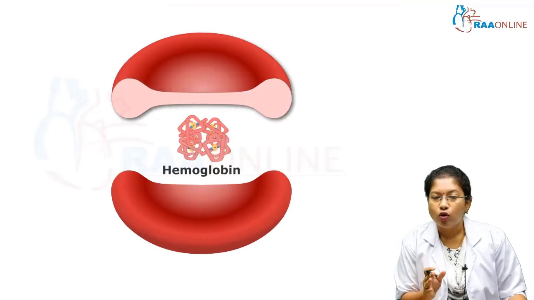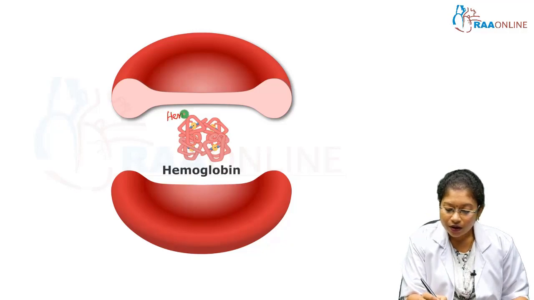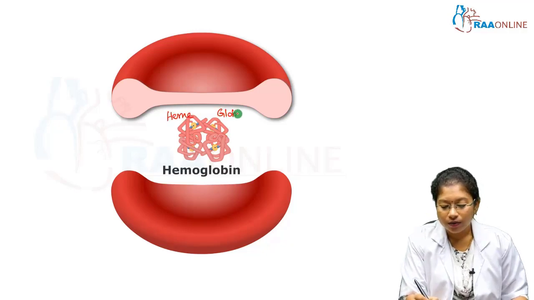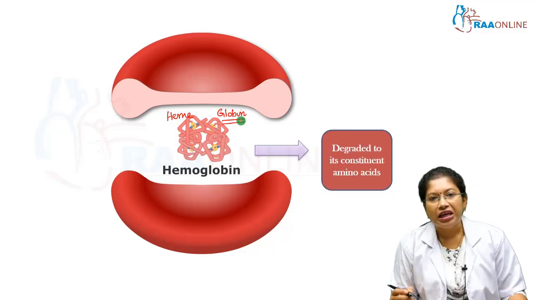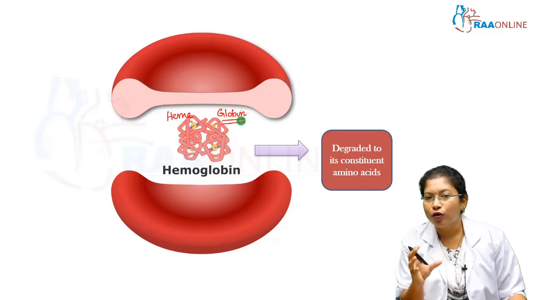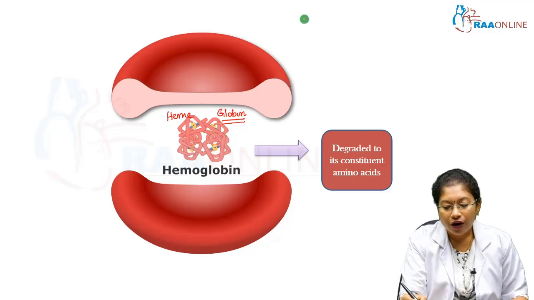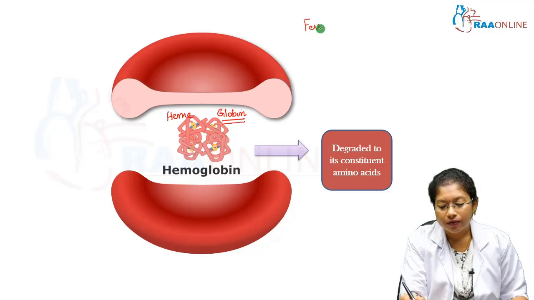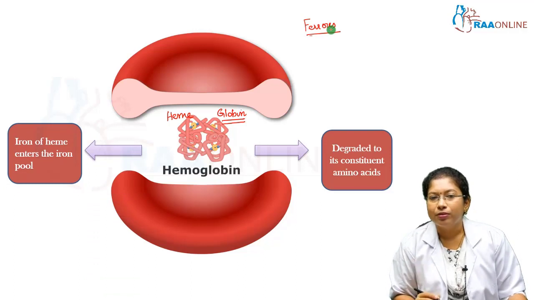This is your hemoglobin. Your hemoglobin contains heme and globin. Globin is a protein, so it is degraded to its constituent amino acids. Your heme contains a pyrrole ring, that is protoporphyrin, along with iron. The iron is in the ferrous state. The iron of the heme enters the iron pool.